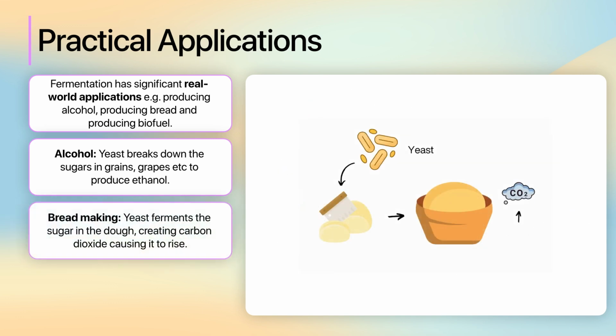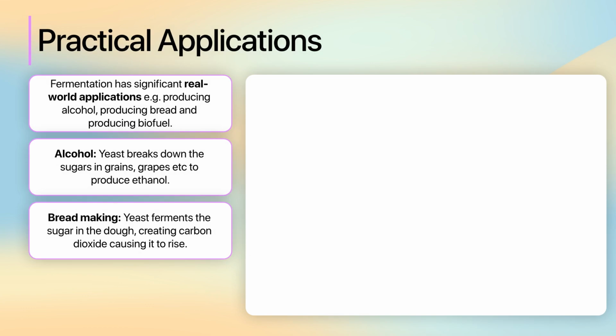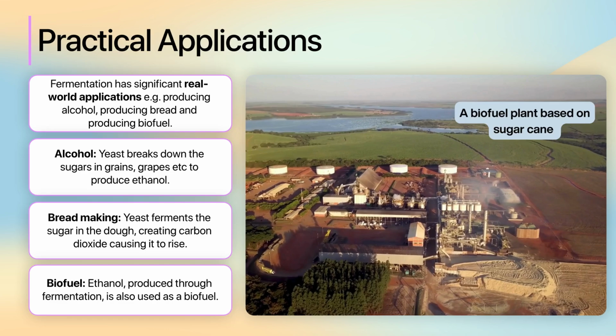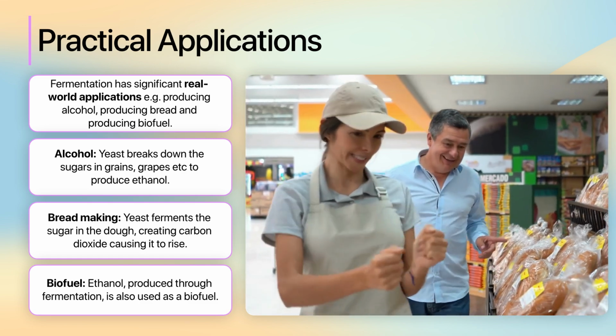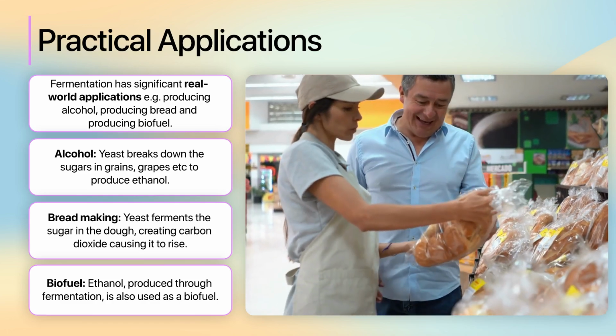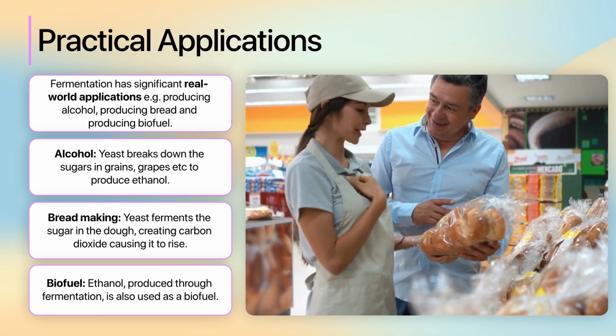In bread making, yeast ferments the sugar in dough, producing carbon dioxide gas. This gas gets trapped in the dough, causing it to rise and giving the bread its light and fluffy texture. Finally, we have biofuel. Ethanol, produced through fermentation, is also used as a biofuel, providing an alternative energy source to fossil fuels. By grasping these fundamental concepts, you not only understand how fermentation works, but also appreciate its significance in various industries and everyday products. This understanding bridges the gap between theoretical chemistry and practical applications, showing how science directly impacts our lives.